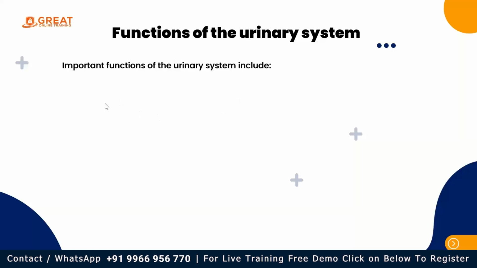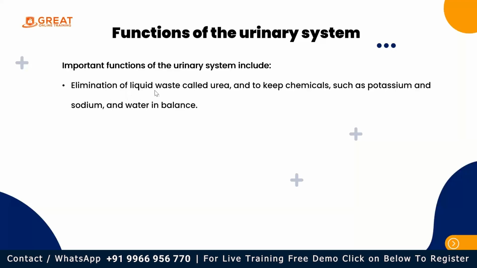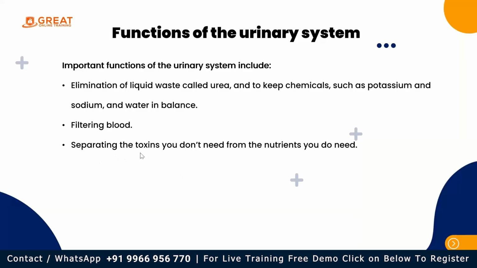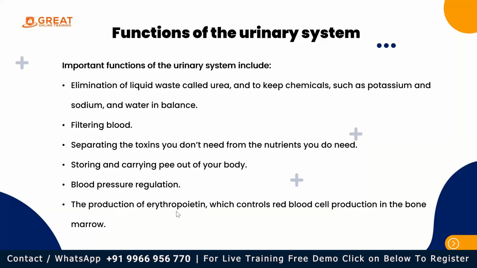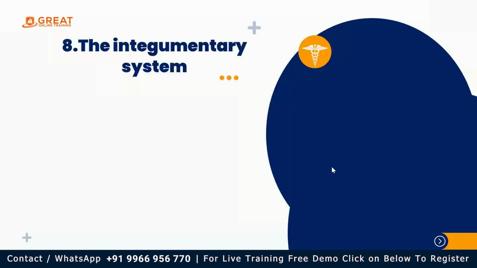The functions of the urinary system: elimination of liquid waste called urea, and keeping chemicals such as potassium, sodium, and water in balance. Filtering blood, separating the toxins you don't need from the nutrients you need. Storing and carrying pee out of your body, and blood pressure regulation. And the production of erythropoietin, which controls red blood cell production in the bone marrow. Kidneys also regulate the acid-base balance and conserve fluids. These are all functions of the urinary system.